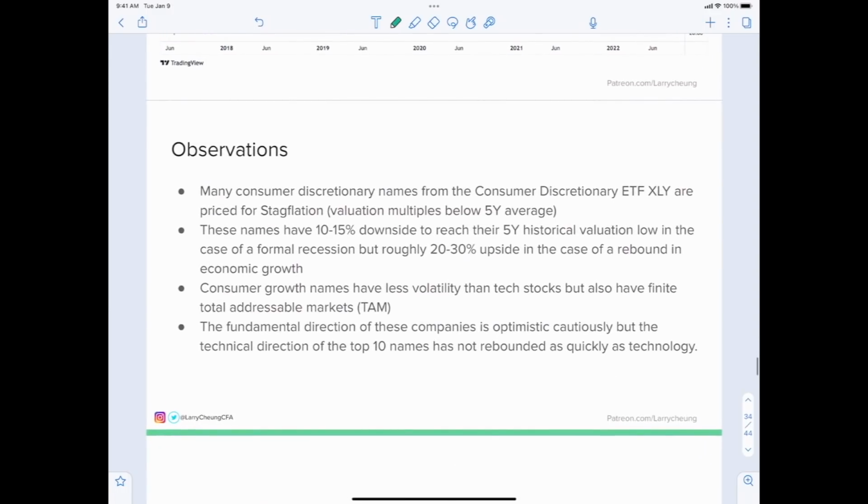So some observations I want to share include the fact that many consumer discretionary names from the ETF XLY are priced for stagflation. A lot of these valuation multiples, they're below the 5-year average. These names have 10 to 15% downside to reach their 5-year historical valuation low in the case of a formal recession. But I believe that they have a roughly 20 to 30% upside in the case of a rebound in economic growth. So these names have less volatility than tech stocks, but they also have lower total addressable markets, which could constrain their upside. So the fundamental direction of these companies is cautiously optimistic, but the technical direction of these top 10 names have not rebounded as quickly as technology.